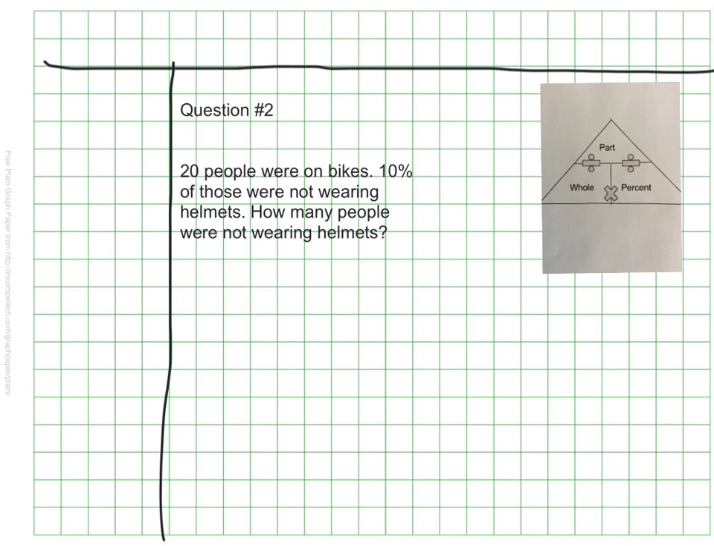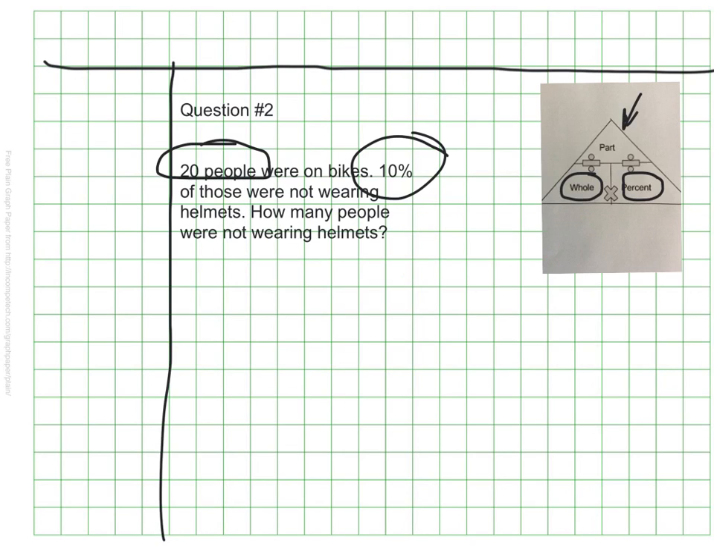The next question says 20 people were on bikes. 10% of those were not wearing helmets. The question then is, how many people were not wearing helmets? So let's take a look at what we know and what we need to know. This time it looks like we know the whole. We know all the people who were on bikes, and we know the percent of those that were not wearing helmets. So in this case we know the whole and we know the percent. We're trying to find the part. We're trying to find the number of people who were biking but were not wearing helmets.